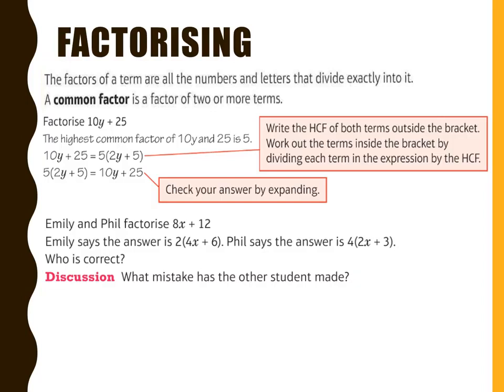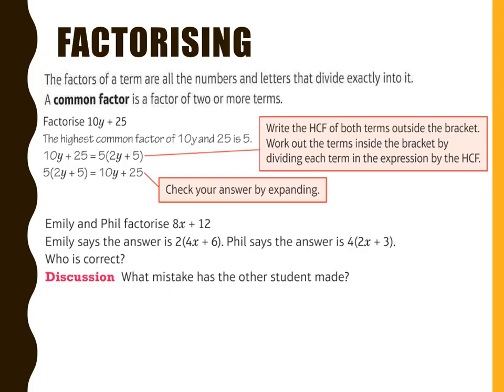Emily and Phil factorize 8x plus 12. Emily says the answer is 2 in brackets 4x plus 6. Phil says the answer is 4 in brackets 2x plus 3. Who is correct and what mistake has the other student made? So this is a reasoning question. I want you to pause the video and try and see what reasoning explanation you would come up with and compare it with what I will say next.